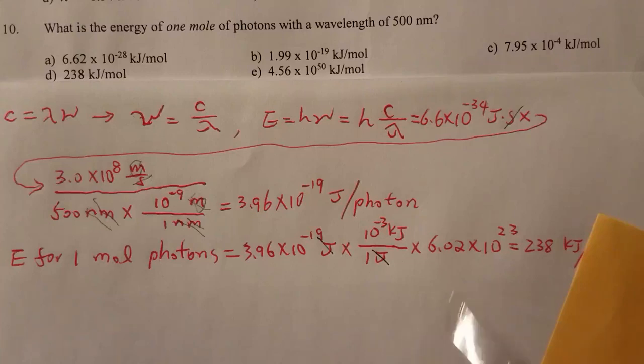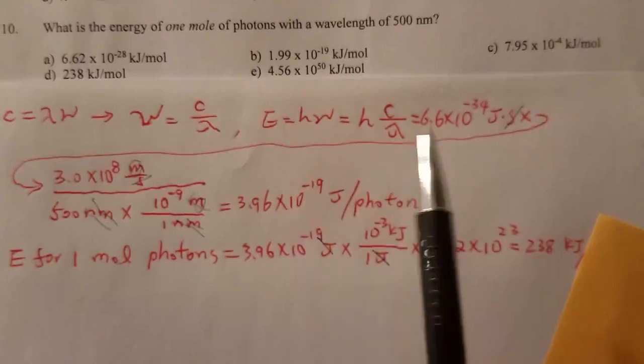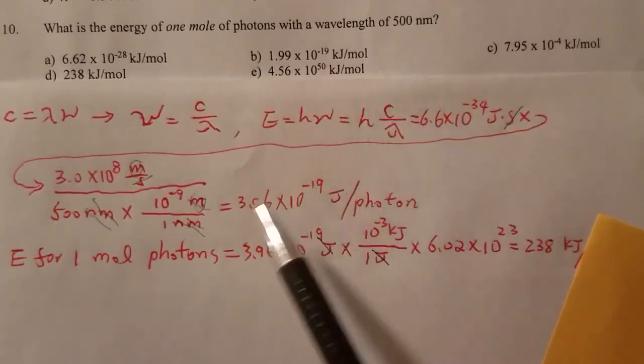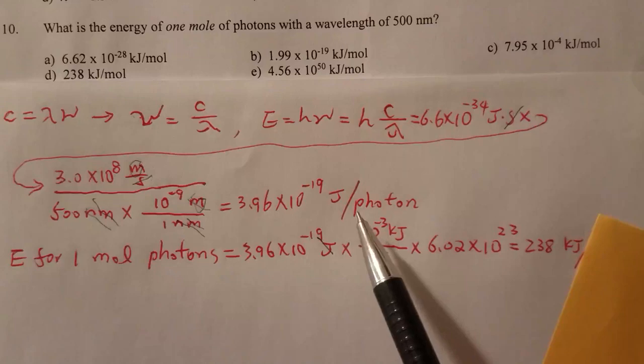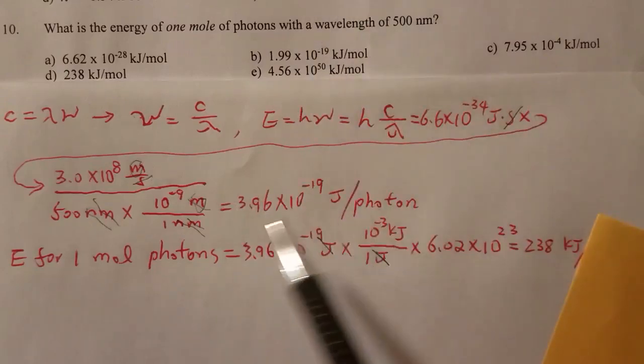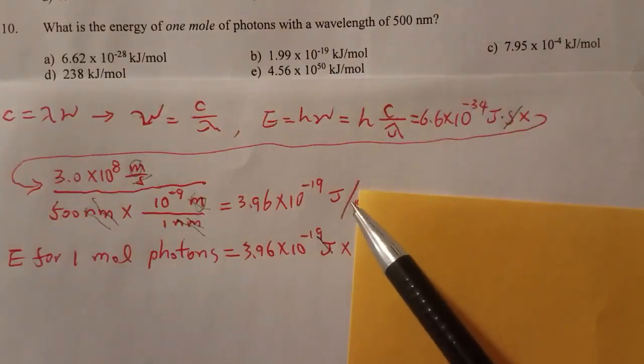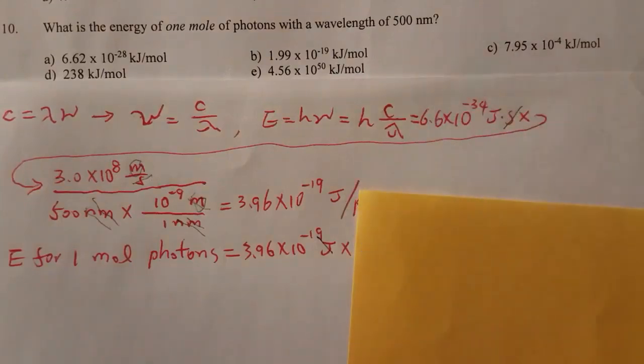The key thing here, where students can easily make a mistake, is after they finish this step, especially if the choices contain exactly this answer, they will just stop right there. And that, of course, is incorrect.